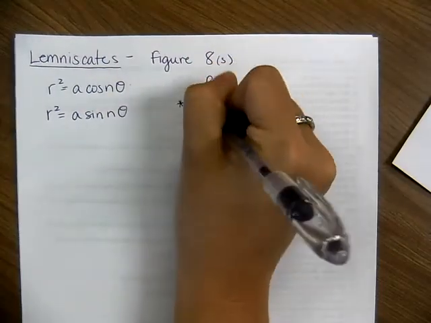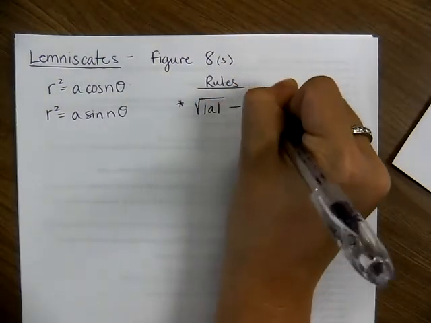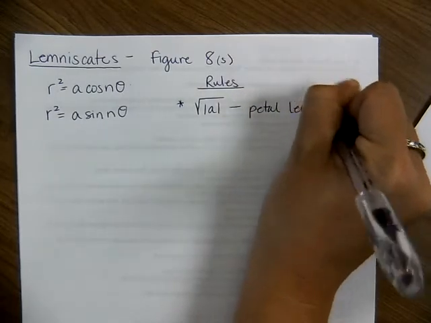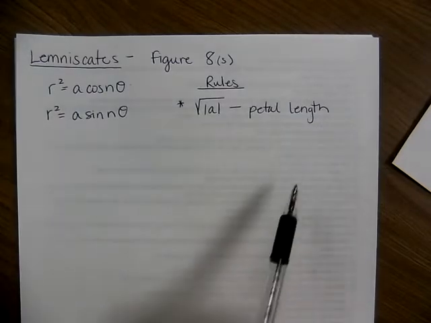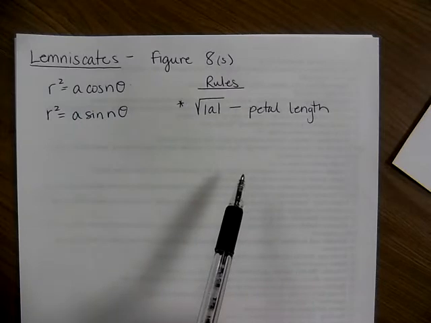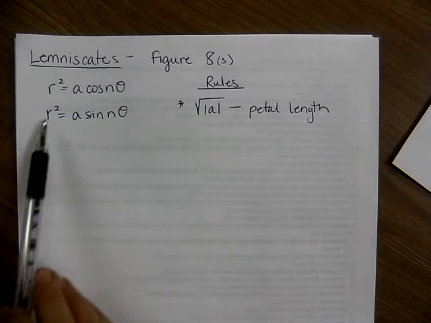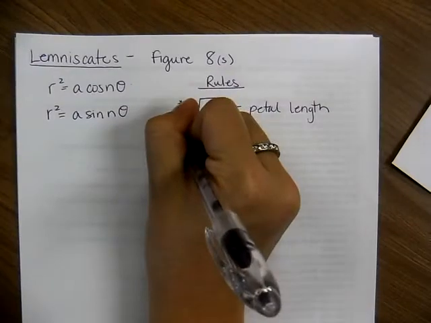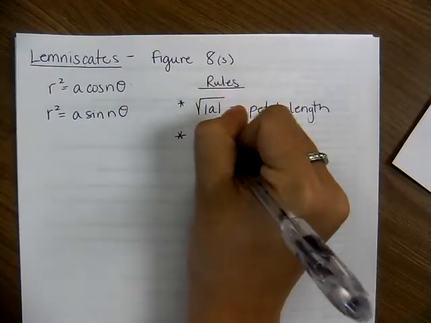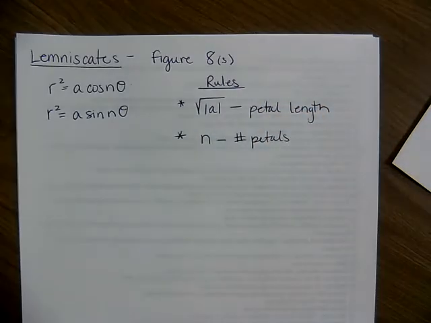The square root of the absolute value of A is now the petal length. Remember with a rose curve, the petal length was equal to the absolute value of A, right? So now you got to take the square root, but that's kind of easy to remember because it goes with the squared R. So that's how you can keep those two together. N still dictates the number of petals, but now there are different rules.